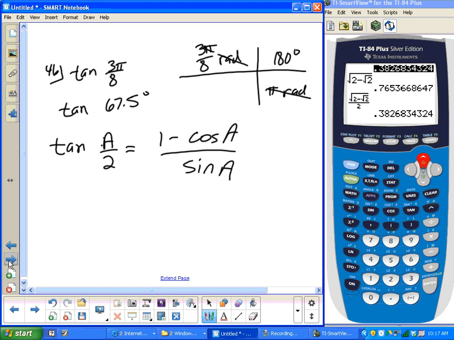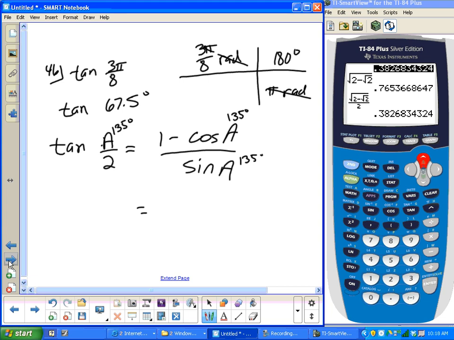Okay. I got to figure out what would I divide by 2 to get 67.5. That would be what, 125? 135. Okay, sorry. So angle A is 135 degrees. Let's put it up here. Okay. Now let's just evaluate with my unit circle here.